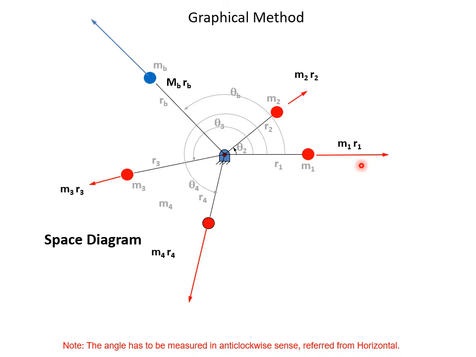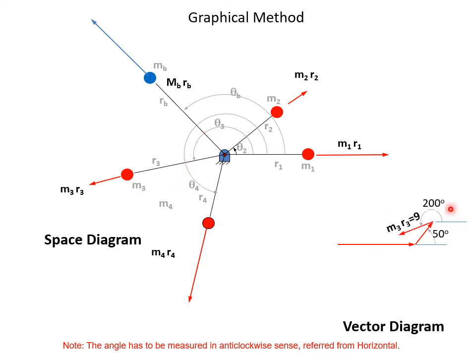So we take m1 r1 first and draw a line whose length represents m1 r1 to some scale. In the vector diagram we make m1 r1 equal to 24, a line of length 24 at 0 degree angle. Then from the arrow of the previous vector, we draw one more vector. The tail of the next vector joins with the arrow of the previous vector. The length of the vector is m2 r2, which is 5, and the angle is 50 degrees from horizontal in the anti-clockwise sense. The third vector is m3 r3.